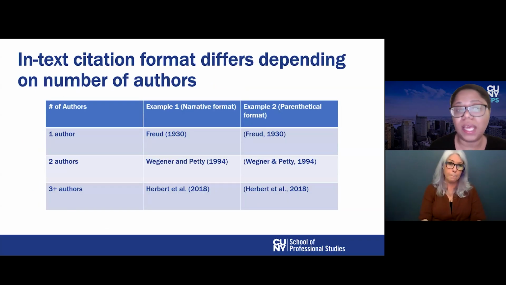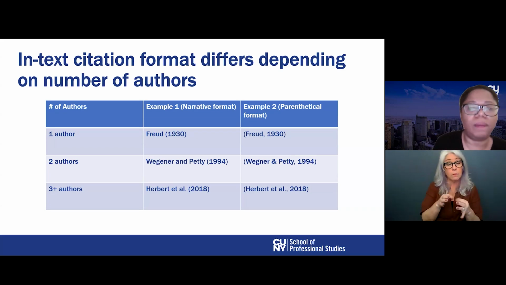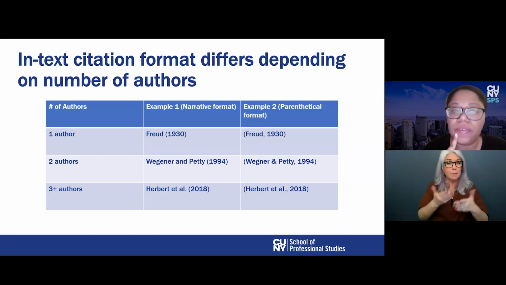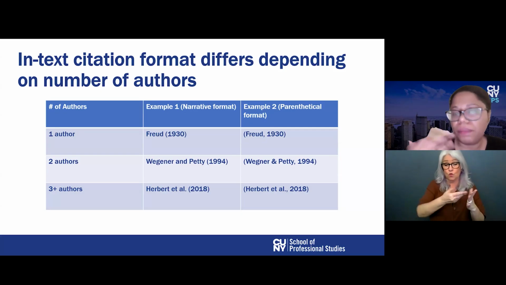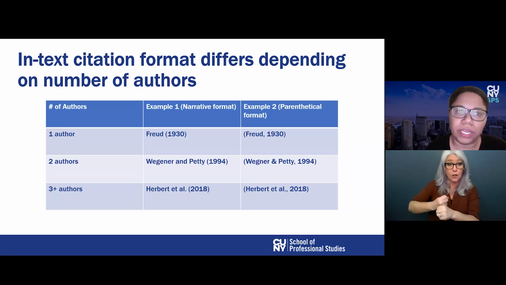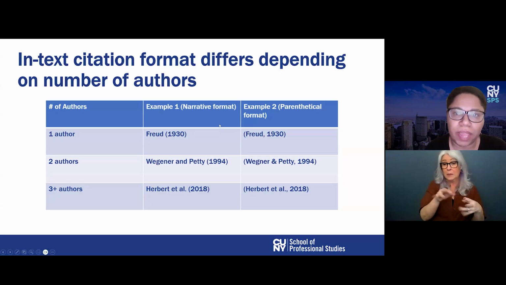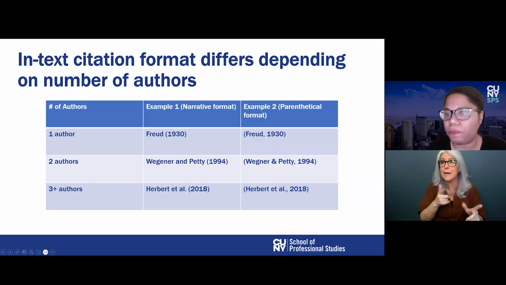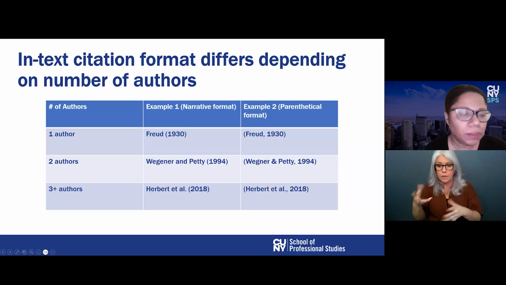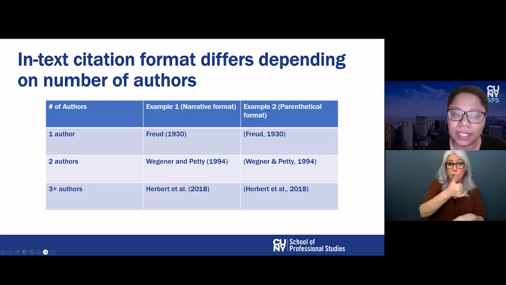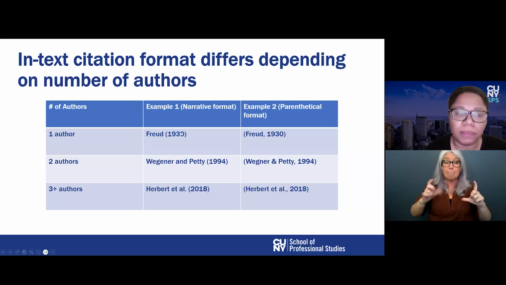So one important point about in-text citations is that how you format them differs depending on the number of authors that your source has. So if your source just has one author, then you simply list that author's name and year. Notice that I'm showing two sets of examples here, a narrative format and the parenthetical format. The narrative format is when you're using a signal phrase, and the parenthetical format is when you're putting everything in the citation after the quotation. The narrative format inserts the author as part of the sentence with the date of publication in the parentheses. You can use either option.